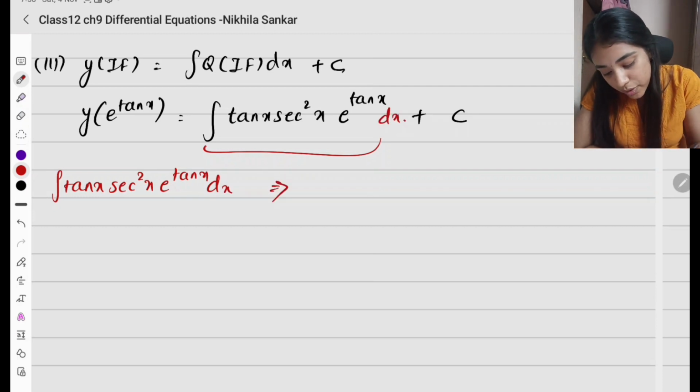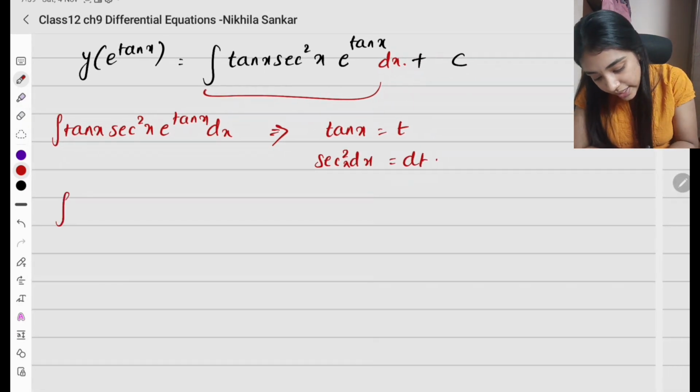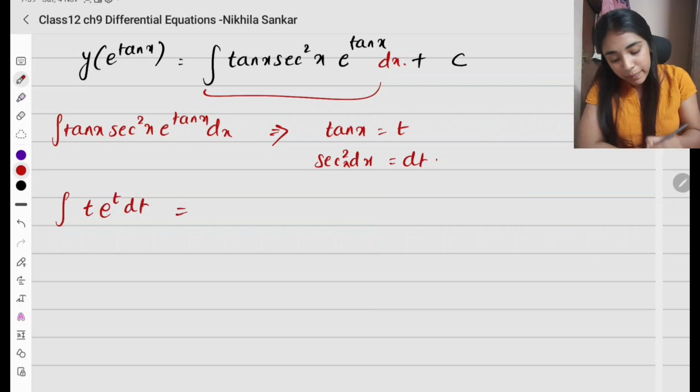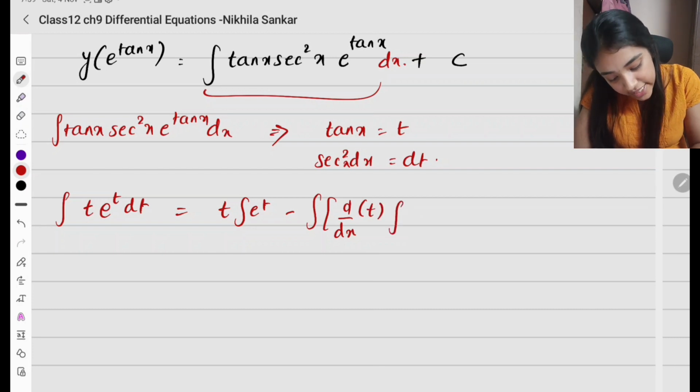How can we solve this? Substitution method. You can see it on looking: tan x secant square x e to the tan x dx. There's a dx here. Now what substitution am I going to make? I'm going to take tan x equals t, secant square x dx equals dt. So when I replace, what will I have? t e to the t dt. So this I am again going to solve by parts.